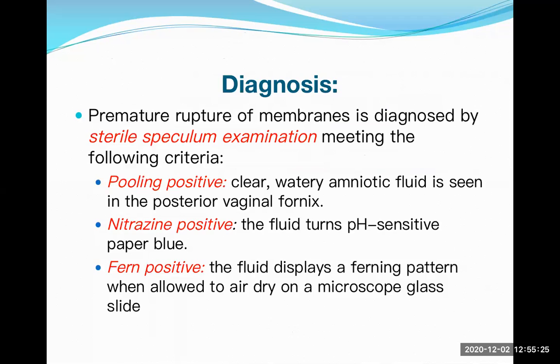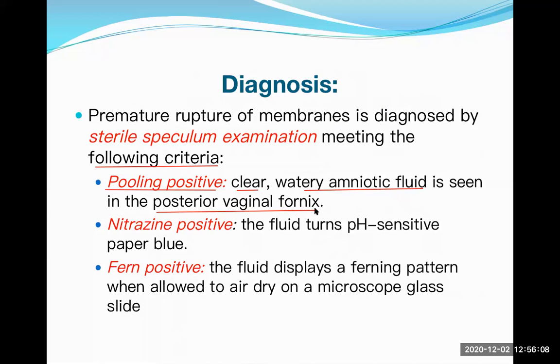Now, regarding the diagnosis of premature rupture of membrane, it is diagnosed by sterile speculum examination meeting the following criteria. So we have got certain criteria here. So let's discuss those criteria. Pooling positive. What do we mean by that? When we do speculum examination, this is a vaginal speculum. This is used to examine, especially the cervix and the fornix of the vagina. So we can see the collection of clear watery amniotic fluid in the posterior vaginal fornix. This is the deepest vaginal fornix.